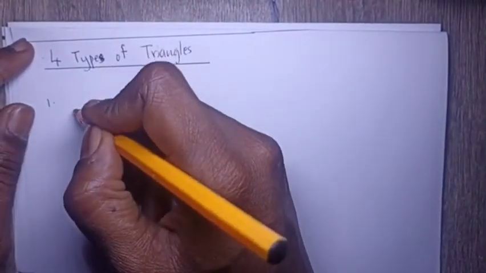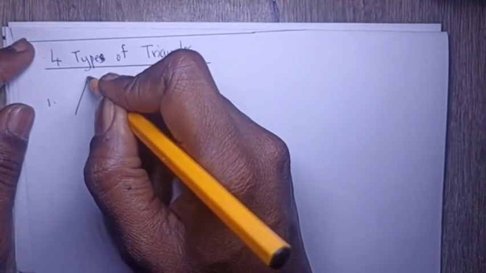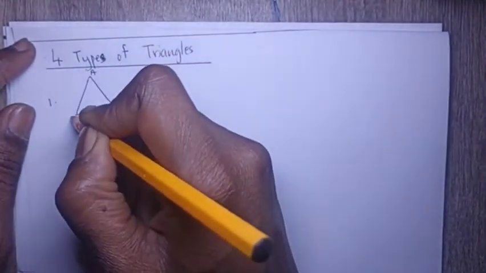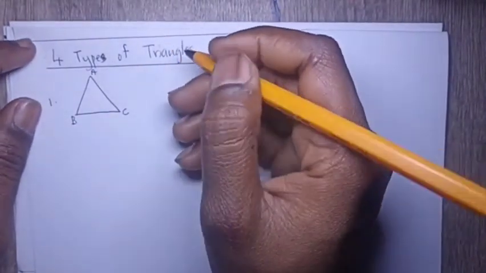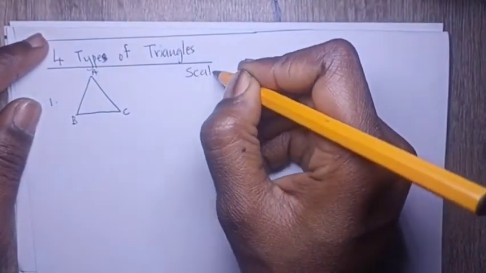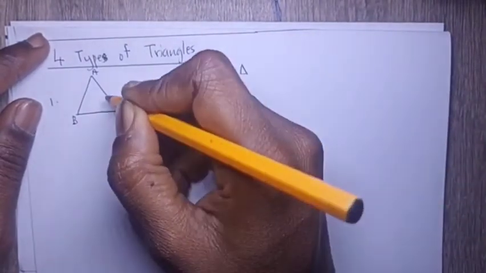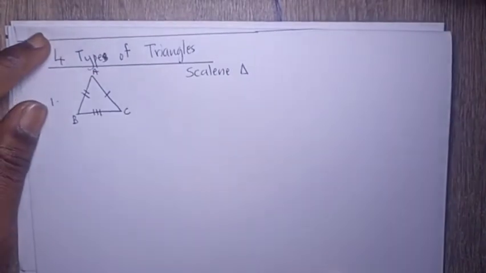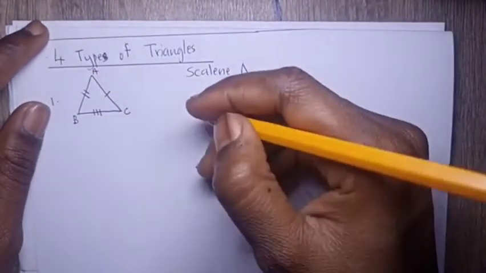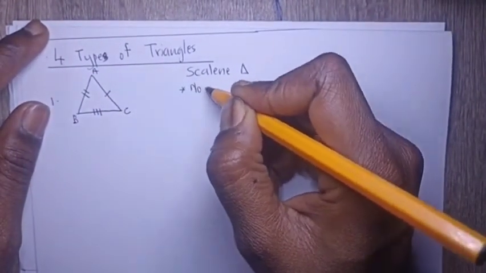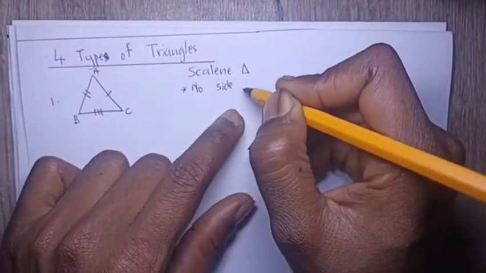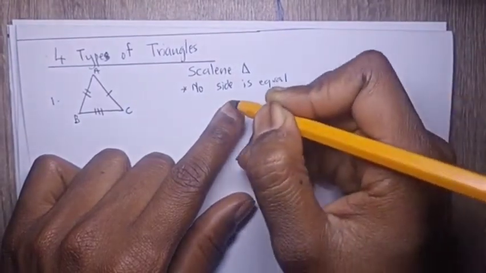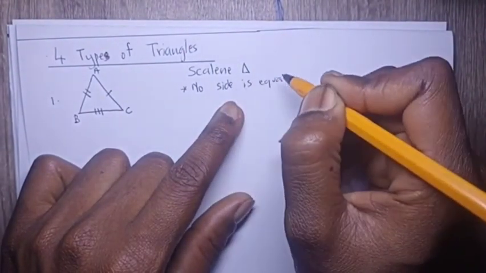The first one, I'm just going to label it ABC again. We call it a scalene triangle. What do we know about a scalene triangle? No side is equal to each other. No sides are equal.